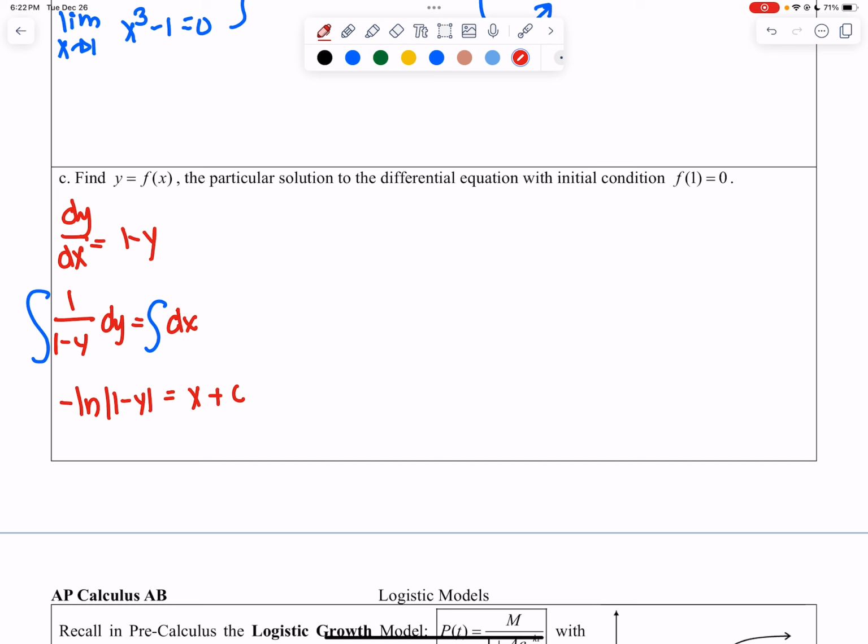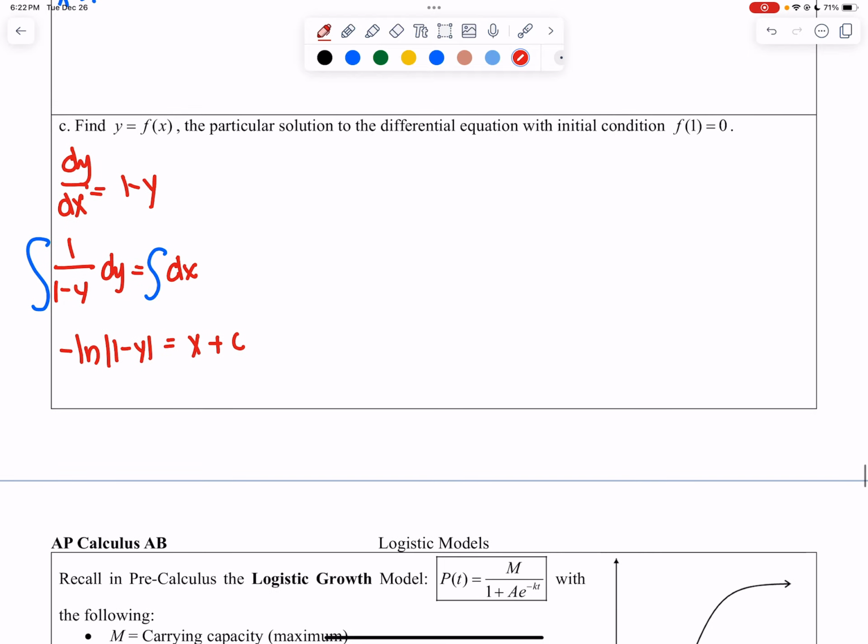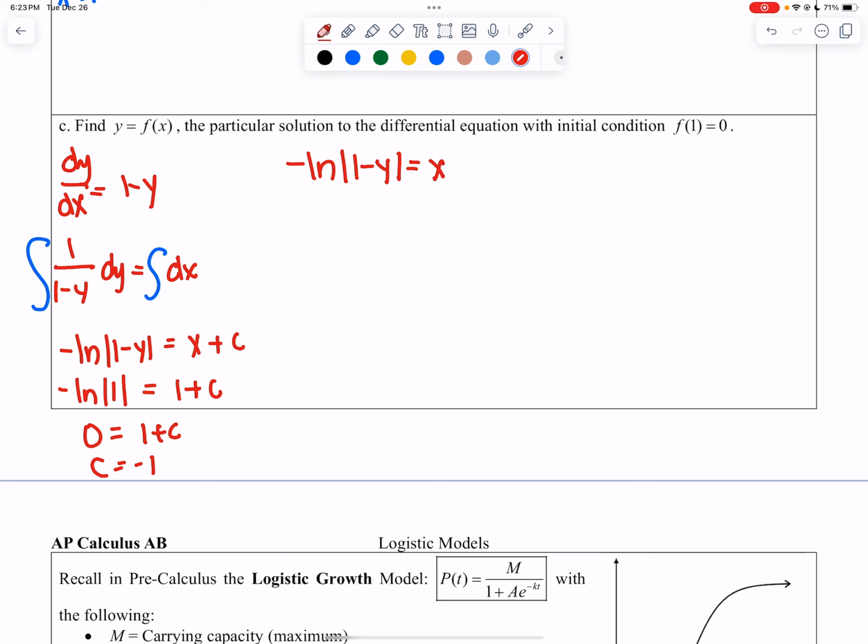Okay, we have the initial condition of f of 1 is equal to 0. So I don't care where you substitute in 1 and 0. If you want to do it now, you can. If you want to do it later, you could do it later. I'm just going to do it now. Okay, ln of 1 is 0. So you have 0 is equal to 1 plus c. So c is equal to negative 1. So now you have negative the absolute value of 1 minus y is equal to x minus 1.